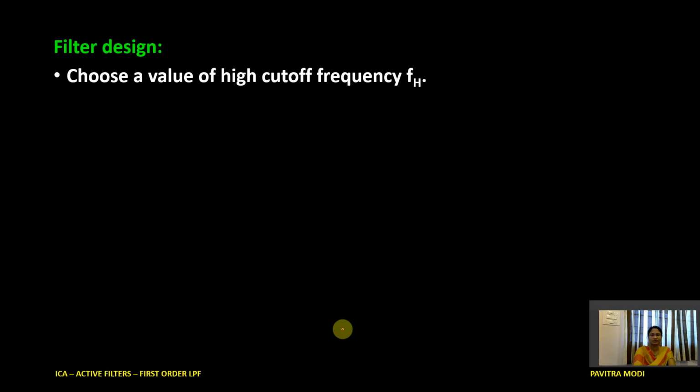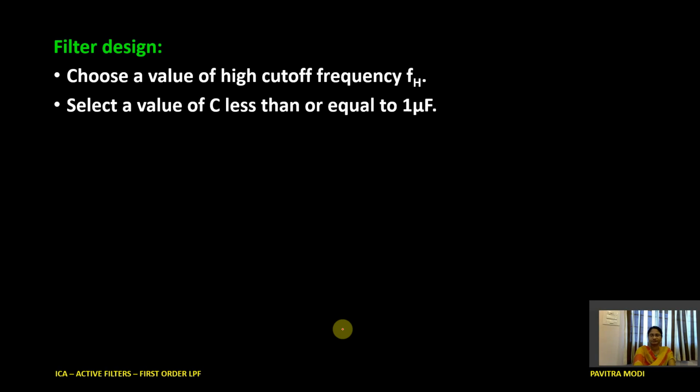Now let me talk of the filter design, how you are going to design a first order low pass filter. While going for the design, we are supposed to calculate the component values from some specifications. Normally the specifications for filter design are up to which frequency we are going to allow a signal and what should be the gain within the pass band. Therefore these are the two specifications we are going to have. Therefore choose the value of higher cutoff frequency. This is one specification. Next one, how about the pass band gain?